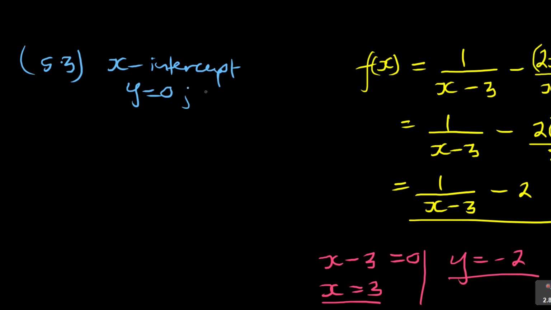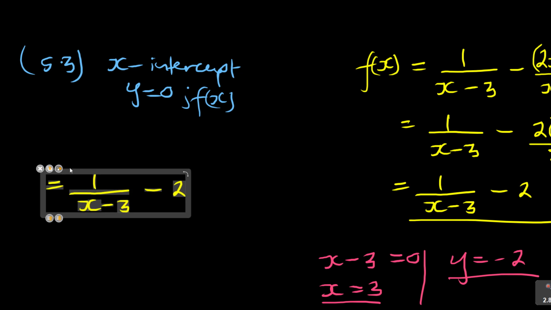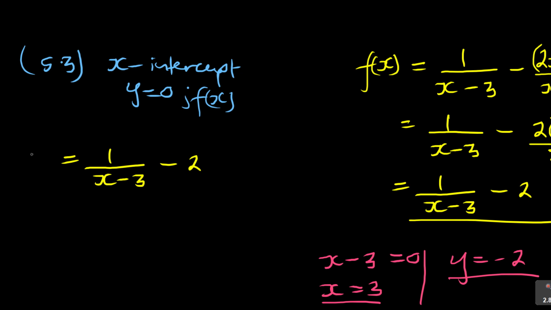But what is y? Y is the same as f of x. So you take your f of x, which is that one. Already I'm given that, I'm just going to duplicate that. This is my f of x. Right. So this will become what? F of x, remember, equal to 0. So I'll say 0 is equal to 1 over x minus 3, minus 2.